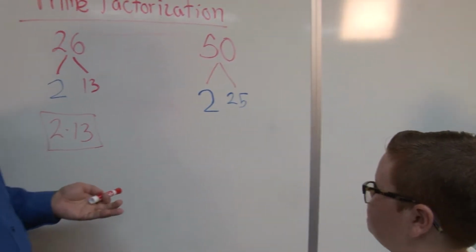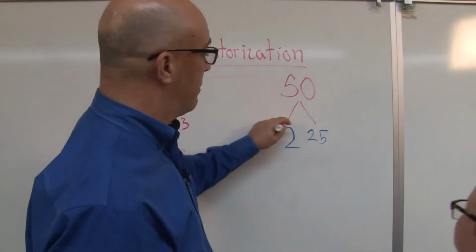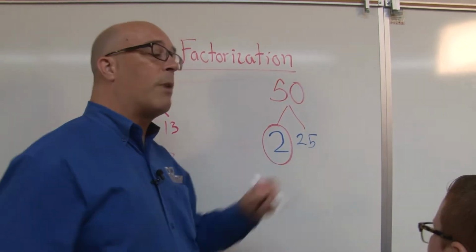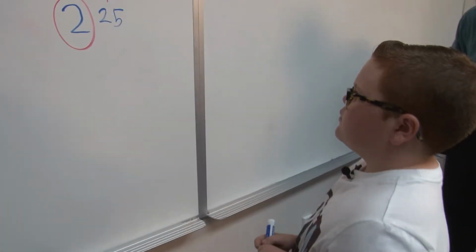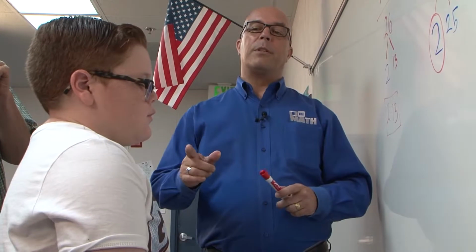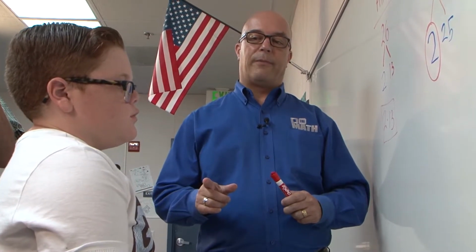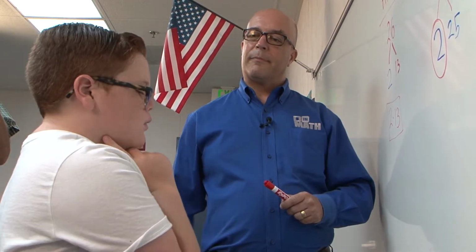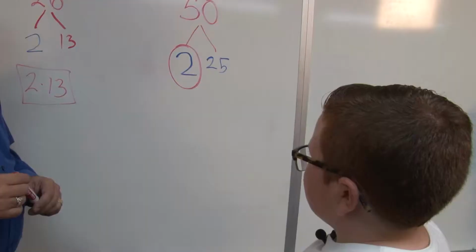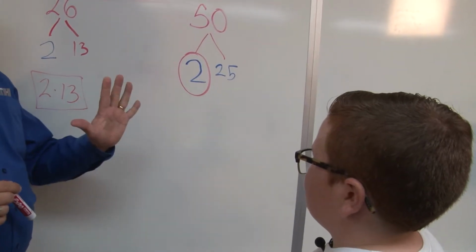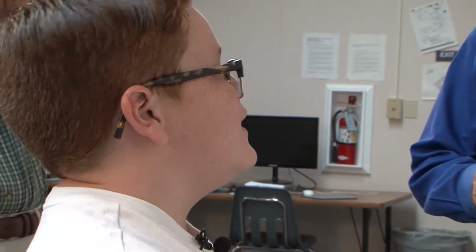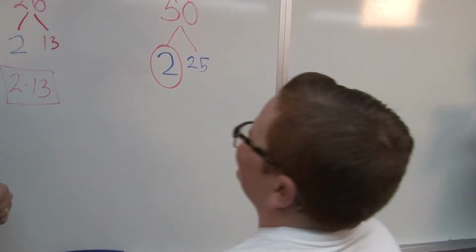Can we do anything with the 2? No. There's nothing to do there, right? So we'll circle it because that's done. Now, what about 25? What goes into 25? Some number times itself will get you there. Think about this. 5. 5 times what? 5 times 4. Wait, no. 5 times 5. There you go.